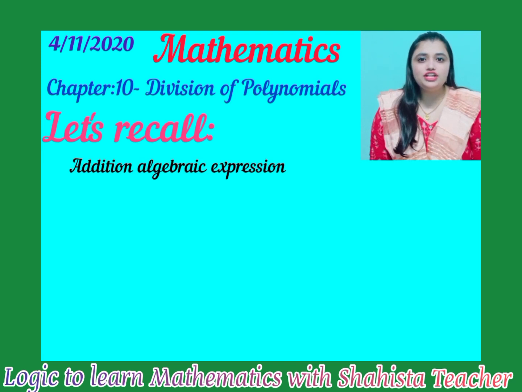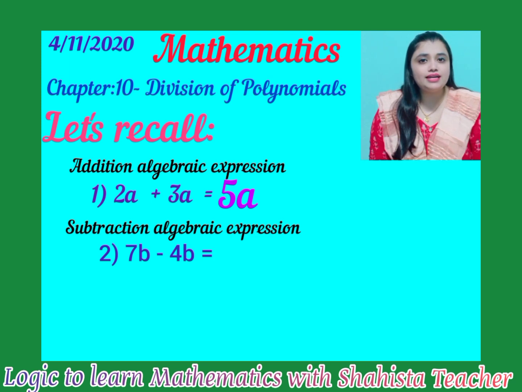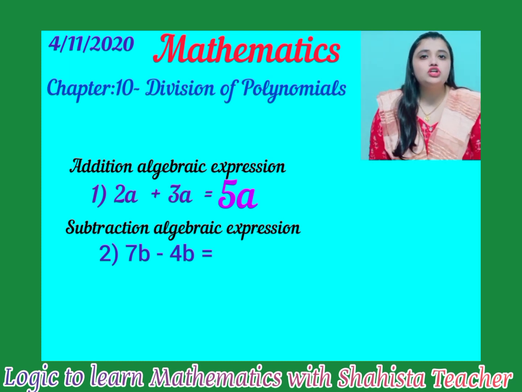First is addition of algebraic expressions, that is 2a plus 3a. 2a plus 3a is equal to 5a. Yes, here we used the addition operation. Now let's see some other algebraic expression, that is 7b minus 4b. This is also an algebraic expression, but here we have to use the subtraction operation. So 7b minus 4b is equal to 3b.